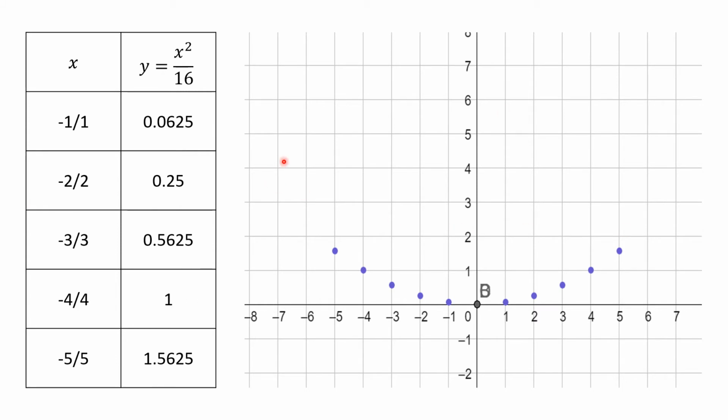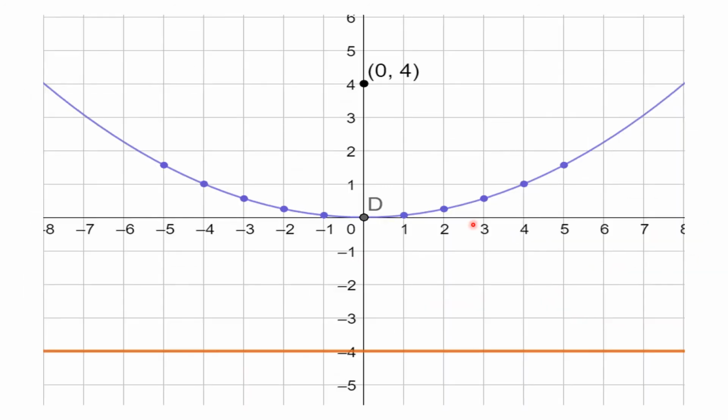Okay, so let us now take at least 5 points on the left side of our vertex and at least 5 points on the right side of the vertex. So we have here negative 1, and then the value of y, that is 0.0625, and for positive 1, the same value of y, since this is just a mirror. That's why positive and negative 1 have the same value. Also with negative 2 and positive 2, they have the same y value. Okay, so after plotting these 10 pairs, we can now create a smooth curve using these 10 points. So we have now our parabola.